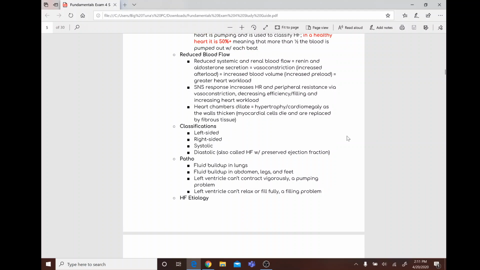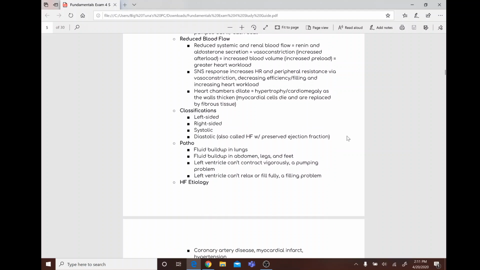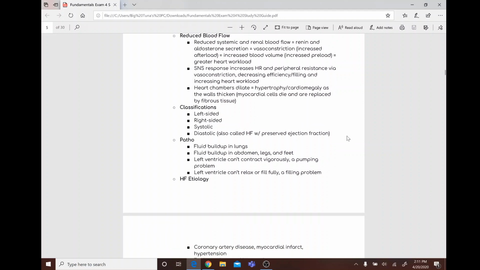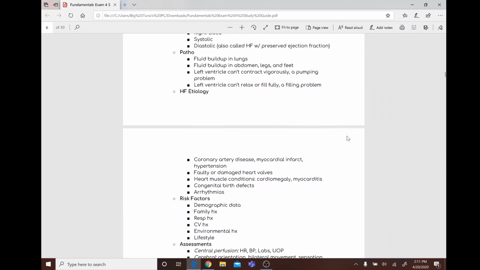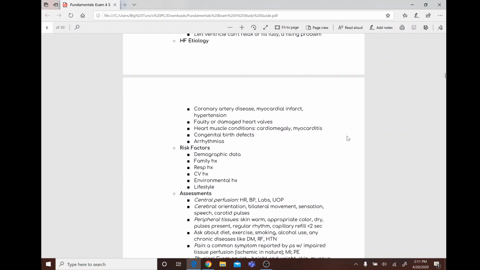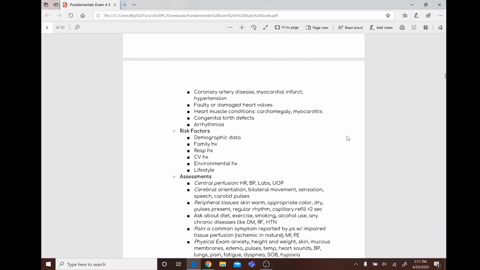Tell me about reduced blood flow. Reduced systemic and renal blood flow causes renin and aldosterone to be secreted, which causes vasoconstriction or increased afterload, and increased blood volume or increased preload, and that causes increased heart workload. Then the SNS increases heart rate and peripheral resistance via vasoconstriction, decreases efficiency and filling, increases heart workload, and then you get cardiomegaly, stuff like that. Alright, what are some of the causes of heart failure? CAD, MI, hypertension, faulty or damaged heart valves, cardiomyopathy, myocarditis, congenital birth defects, and arrhythmias.